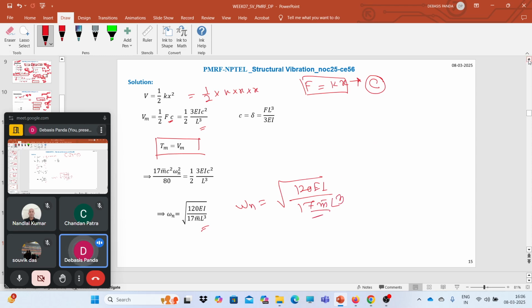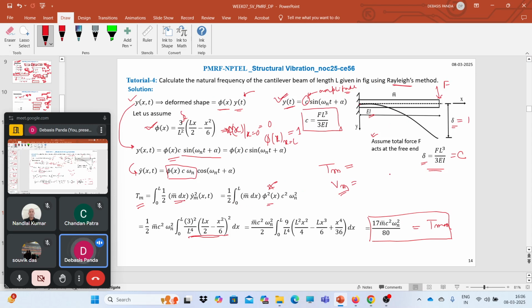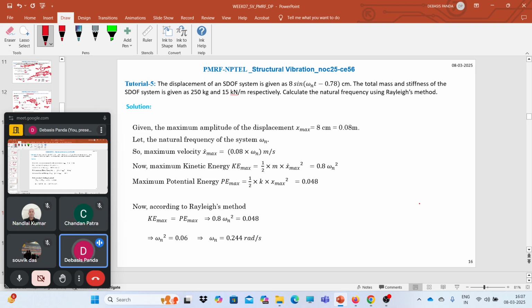Now for a given system, if the shape function phi of x is given, and if I know the response quantity y of t or x of t, I can easily identify the first natural frequency using the Rayleigh method. So how? First we need to consider the deformed shape, then we need to calculate the maximum kinetic energy, then we need to calculate the maximum potential energy, and equate them, and we will get the equation for the natural frequency of the system. Say for example, we have this example, how to solve it.